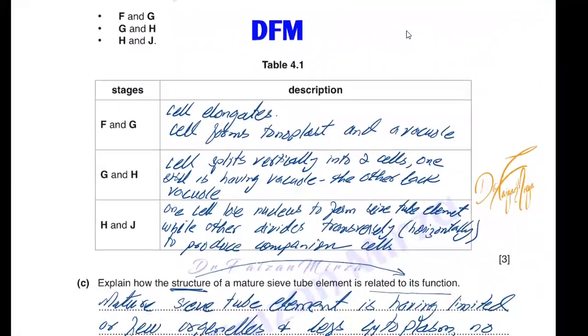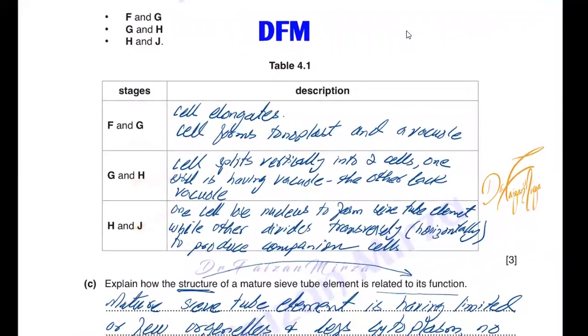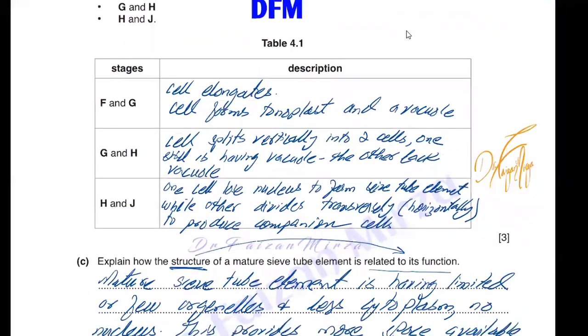Complete table 4.1 to describe the changes that are shown in figure 4.1. I think I've already described these changes. You can just mention these changes in the box here for getting the marks.